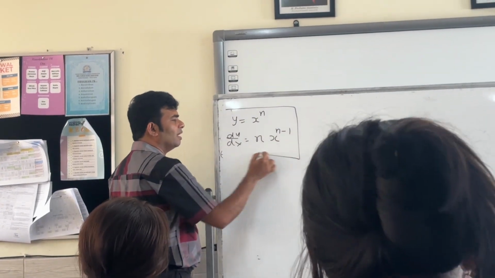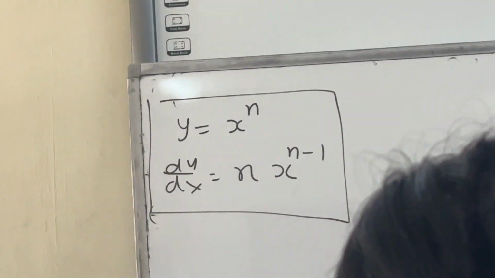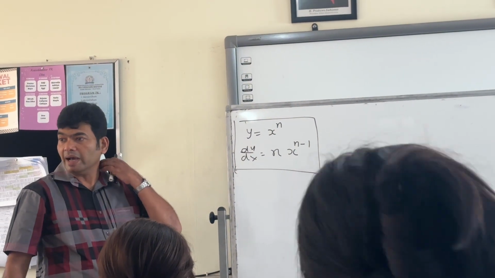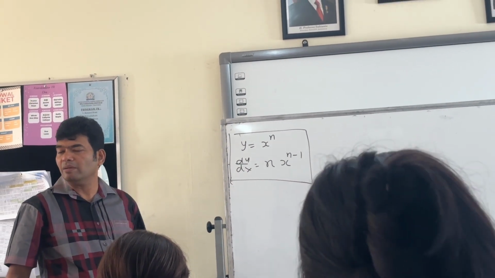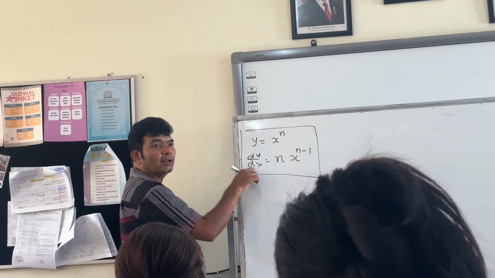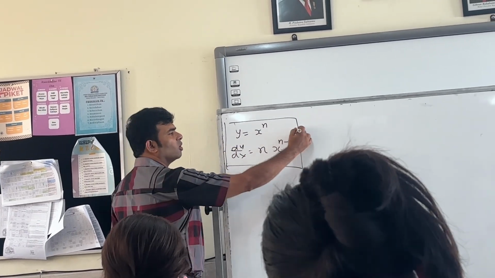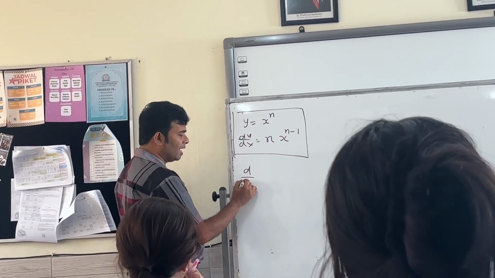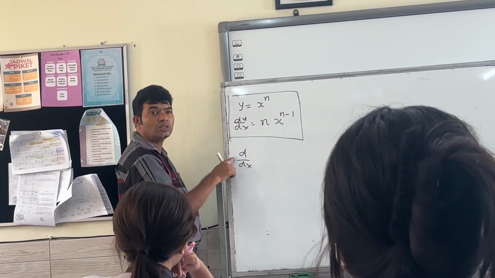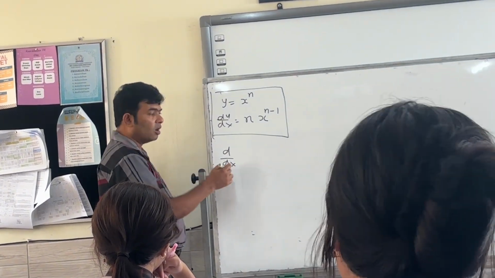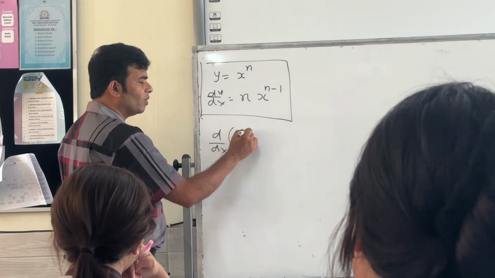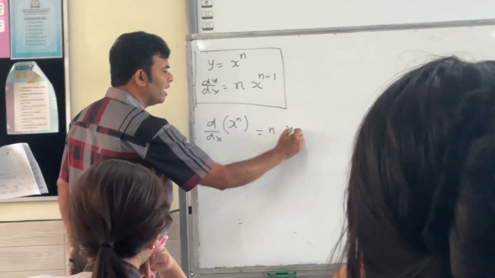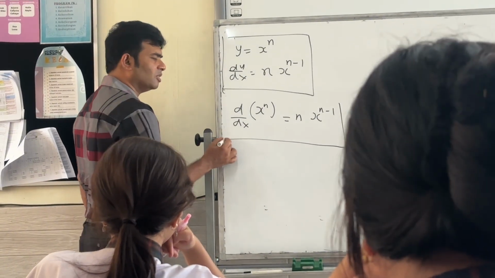Okay, now this is the formula. If it is x to the power n, what will be dy by dx? n times x to the power n minus 1. Now how to write it together? This is the question, this is the answer. d by dx, that means derivative or gradient function of x to the power n, the answer is n times x to the power n minus 1.